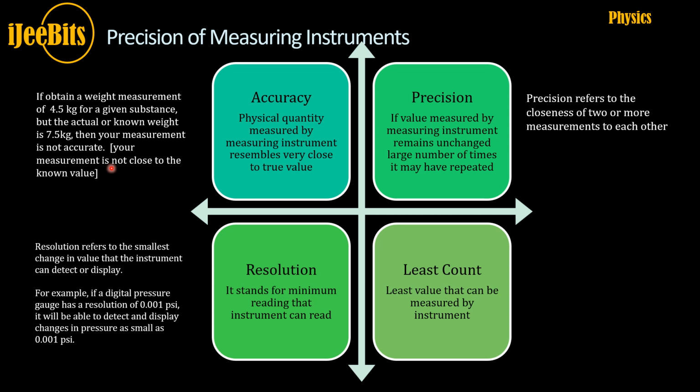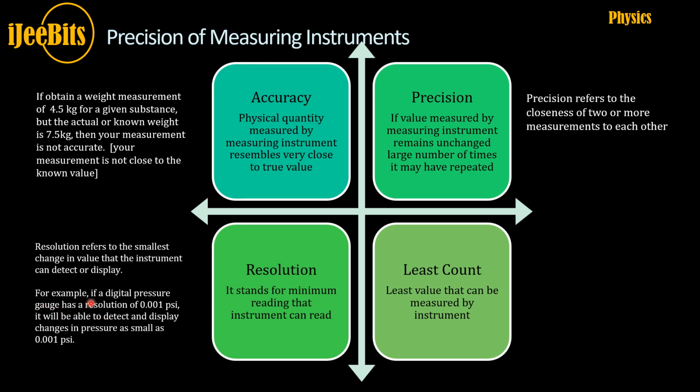Now let's look at resolution. Resolution stands for the minimum reading that the instrument can read, right? Resolution refers to the smallest change in the value that the instrument can detect or display, is what we can define as resolution. So these are very tiny differences if you don't understand fully, but these are very important in understanding how a measurement can be done using measuring instruments, right?